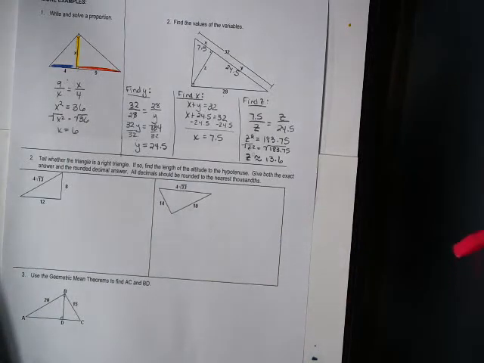We did what we were told. We found x, y, and z. And we only had to set up two proportions. So always look for the easy shortcuts.